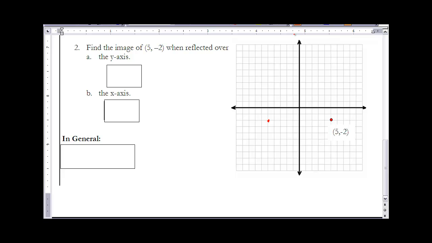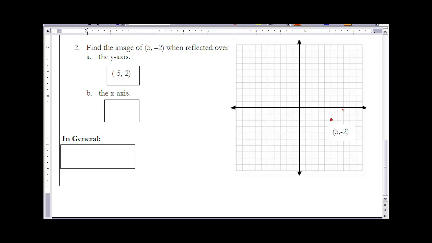And I need to place it right there. So the point that I would end up with would be -5, -2. Therefore, my answer here for the reflection over the y-axis would be -5, -2. Okay? Now, if I take that same point, and this time I'm going to reflect it over the x-axis.